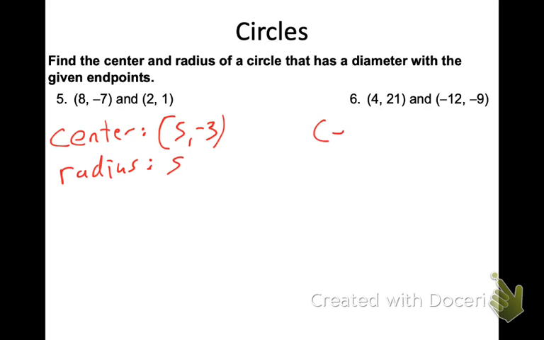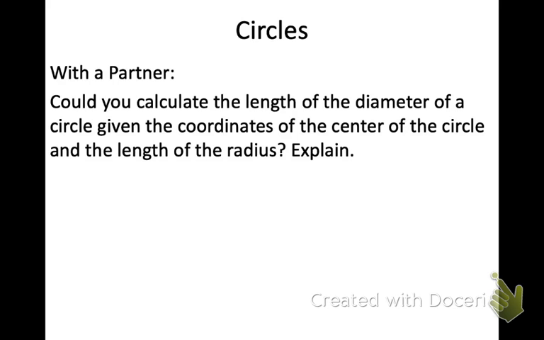Zach, where's my center located at? 4, -6. Close. -4, 6. Yep. And then what about my radius there, Billy? 17. My radius is 17. Awesome. Nice job. All right, we're going to extend this a little bit and do a little problem solving. Oh, wait, before we get there.